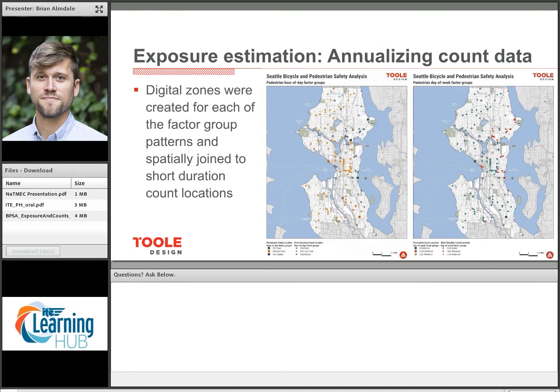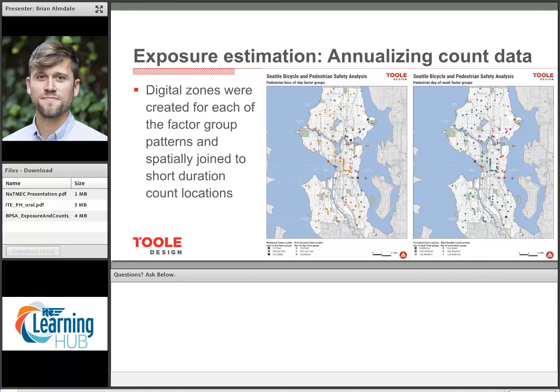Based on our understanding of the city and the temporal traffic patterns identified during the factor estimation analysis, we created zones within the city to which we could apply each of the factor groups patterns based on spatial proximity, land use, and topographic characteristics. We executed this operation by digitizing using GIS to represent the zones and spatially joining the short duration count locations with these polygons.